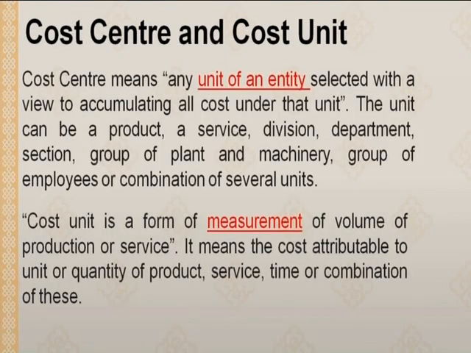Now the next we have is cost unit. Cost unit is a form of measurement of volume of production or services. It means the cost attributable to the unit or quantity of product, service, time, or a combination of these. In simple terms, a cost unit refers to a unit of product, service, or time, or a combination of these, and it is also the physical measurement in terms of number, weight, value, area, and so on. I have just mentioned the examples also, and hope you are clear with regard to this.